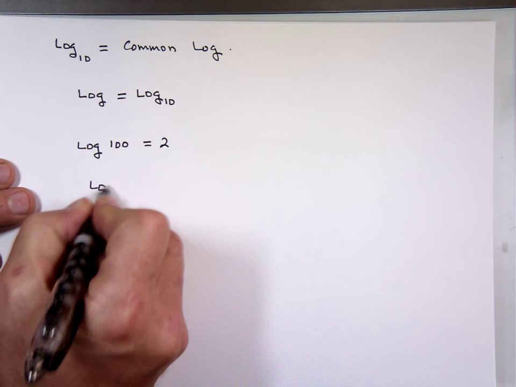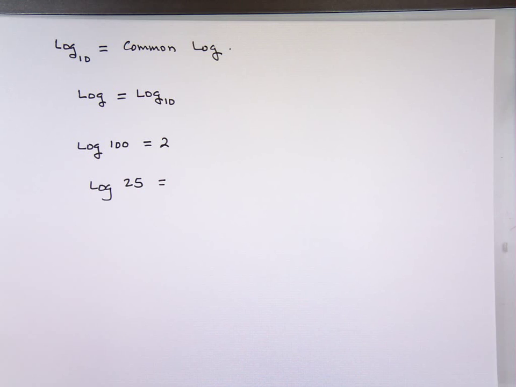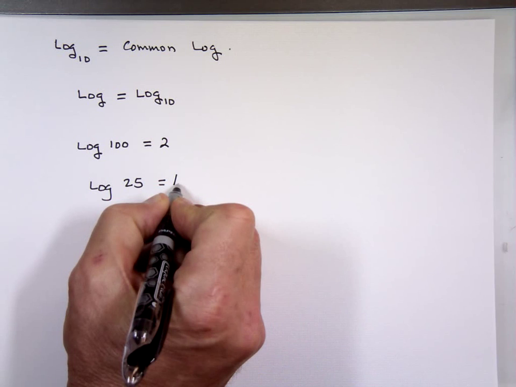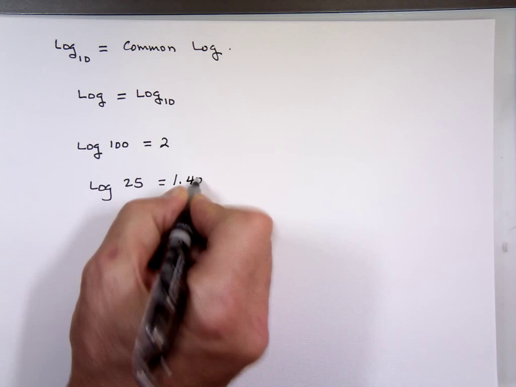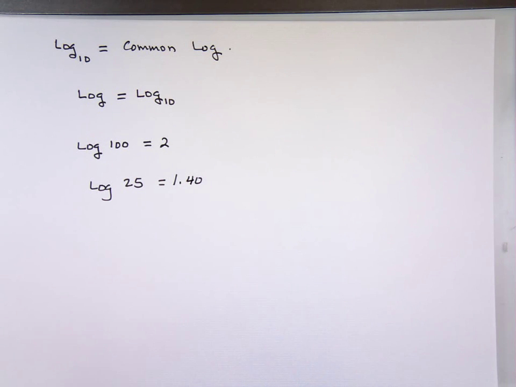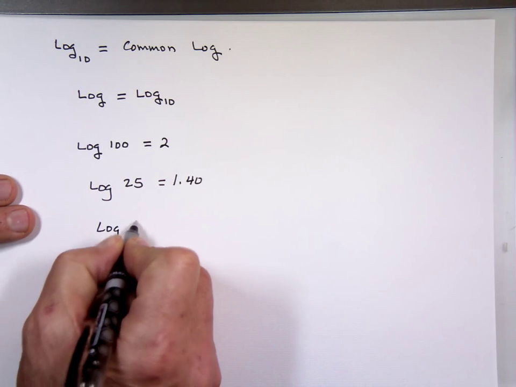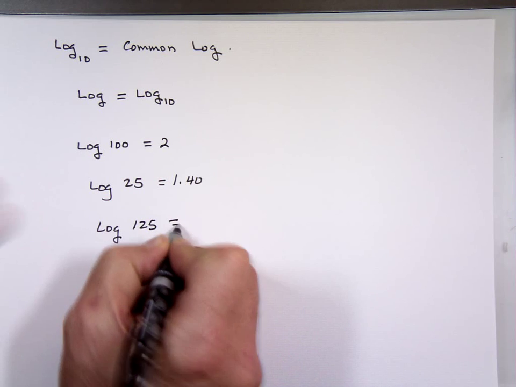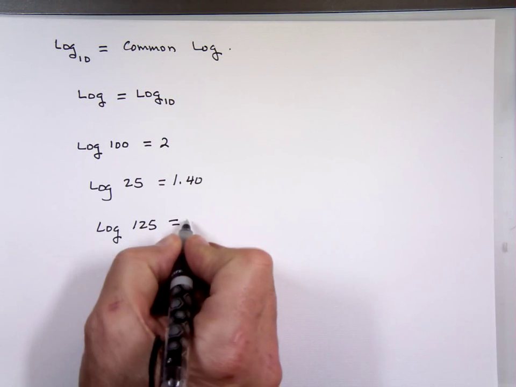So I'm going to be asking you to tell me what is the log of 25. You go to your calculator, log 25, what do you have? 1.40. Yep, 1.40 if you round to 2 decimal places. It's 1.3979, some change. Yes. What's the log of 125? 2.0969, how about 2.10, right?